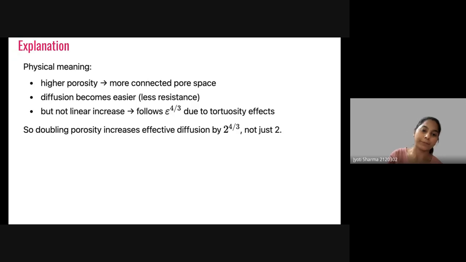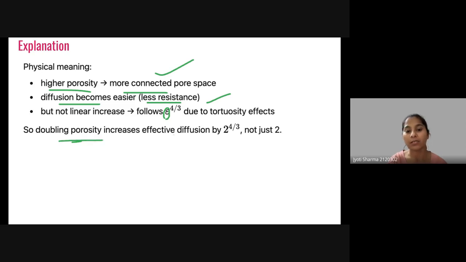And yeah, so what we did is we increased epsilon value, right? And epsilon value is showing us the porosity. So if we are increasing the epsilon value, we are increasing the porosity, and if porosity is increasing, then there will be less resistance, diffusion will be easier. And that's how, if we are doubling the porosity, your diffusion will be increased by 2 raised to power 4 by 3, not just by 2.